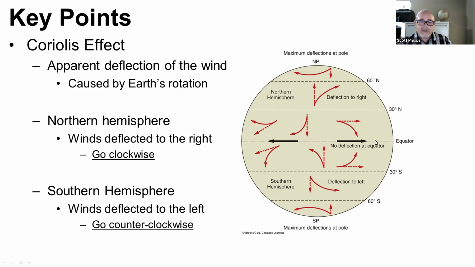Now, when you're right at the equator, there's no deflection. The winds just move in a single direction. And we'll talk about that later when we get back to talking about hurricane formation, that type of thing, because it's this spinning pattern that you need for hurricanes to be created.